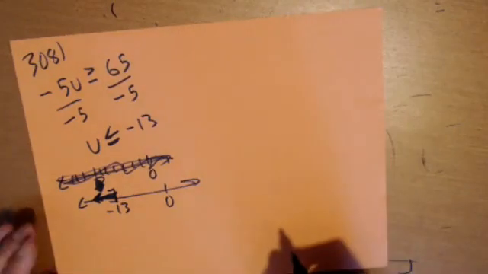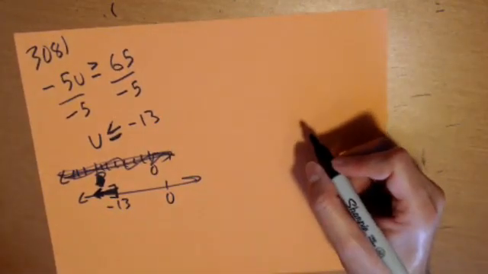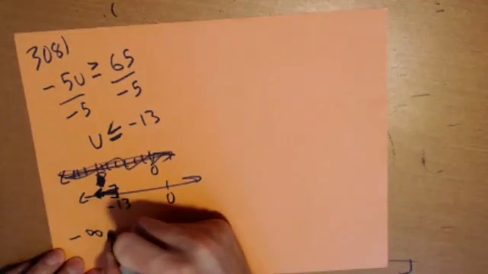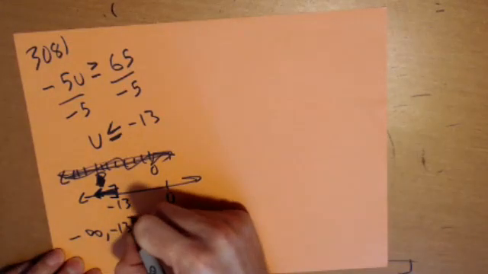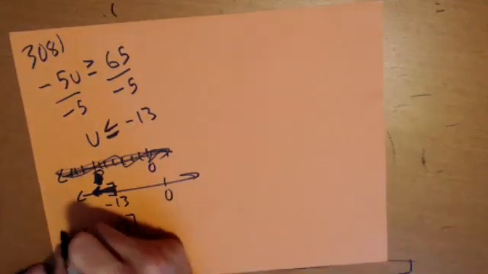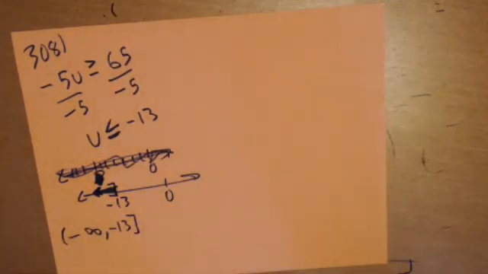And then so write our answer now in interval notation. So going from left to right, from negative infinity to negative 13. Inclusive on the negative 13. And you can never touch the infinity, so non-inclusive parenthesis.